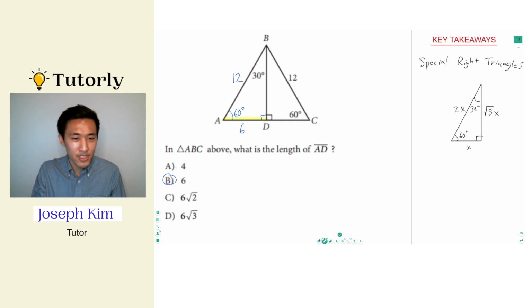What if the question had instead asked for the length of side BD? Well, we see that BD is the longer of the two legs of this 30, 60, 90 right triangle. So using our reference once again, we see that to go from the shortest side to the longer leg, all we need to do is multiply by radical 3 to get 6 radical 3.